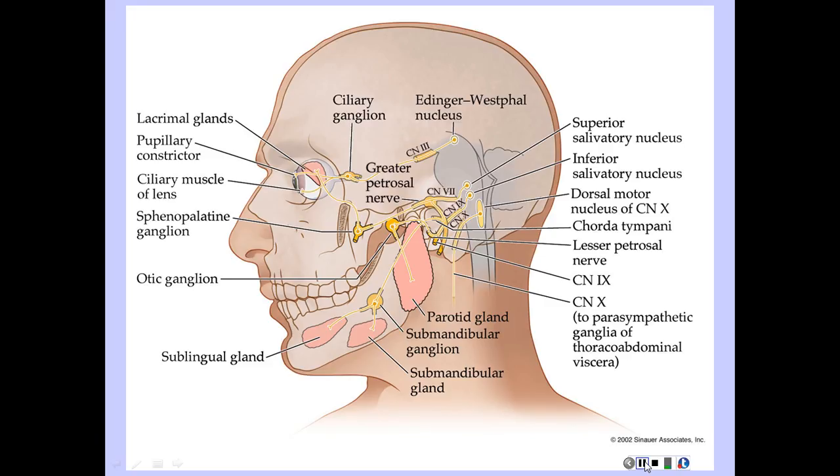What would make the most sense? Well, it makes the most sense that it's actually immediately adjacent to this. And in fact, these preganglionic parasympathetic neurons are located immediately adjacent to the oculomotor nucleus, the Edinger-Westphal nucleus. And the axons travel along with oculomotor. Now, these preganglionic parasympathetic axons are traveling along with oculomotor.